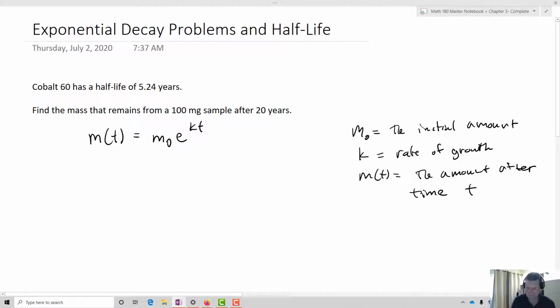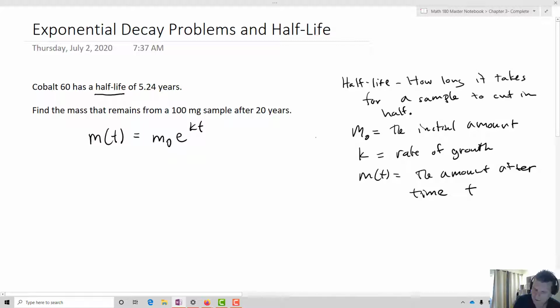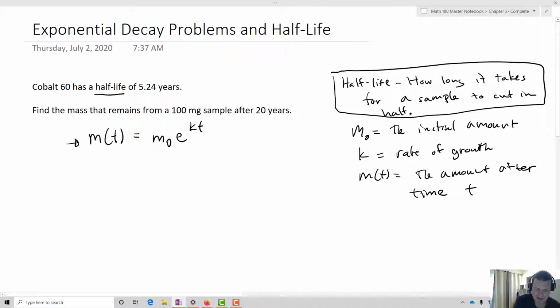Now, for example, we look at this problem where cobalt-60 has a half-life of 5.24 years. What we need to know is that half-life means the time where the amount of a sample goes from its original amount to half of what it was. How long does that take? So if we wanted to define half-life, it's how long it takes for a sample to cut in half. Now we can utilize m of t to find half-life, or we have a special equation that can be used, and I'll use that one for this example.